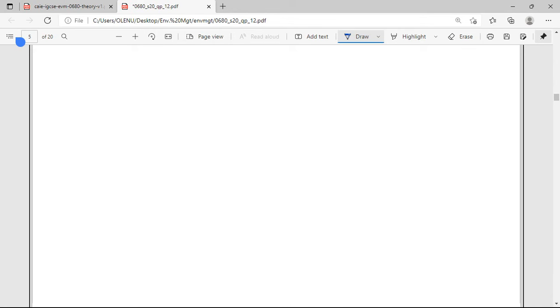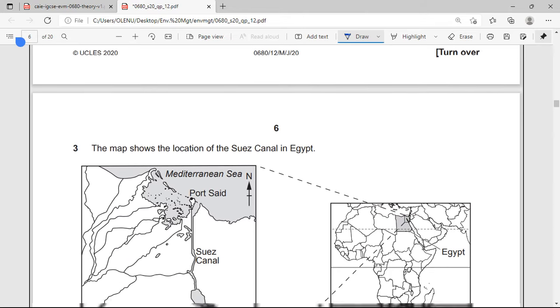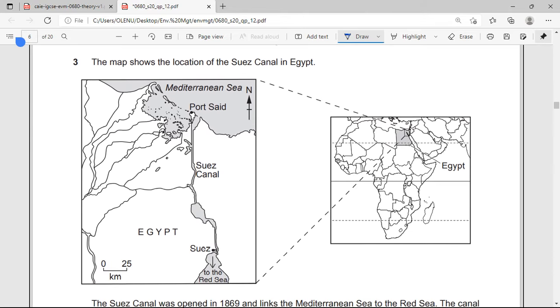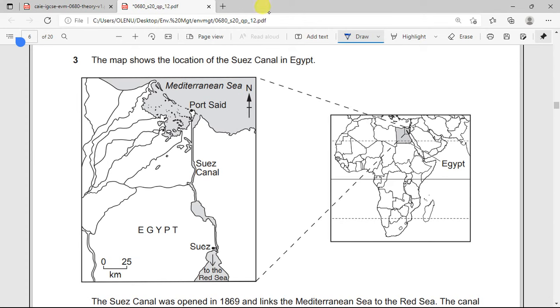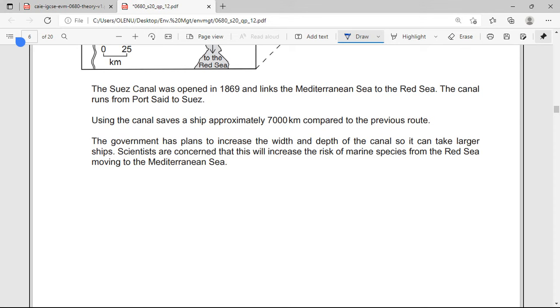So the next question, number 3, is the map shows the location of the Suez Canal in Egypt. So here we have a map, and this is the Mediterranean Sea. So this is the Suez Canal in Egypt. So what's the question now? We're told that the Suez Canal was opened in 1869 and linked the Mediterranean Sea to the Red Sea. The canal runs from Port Said to Suez.